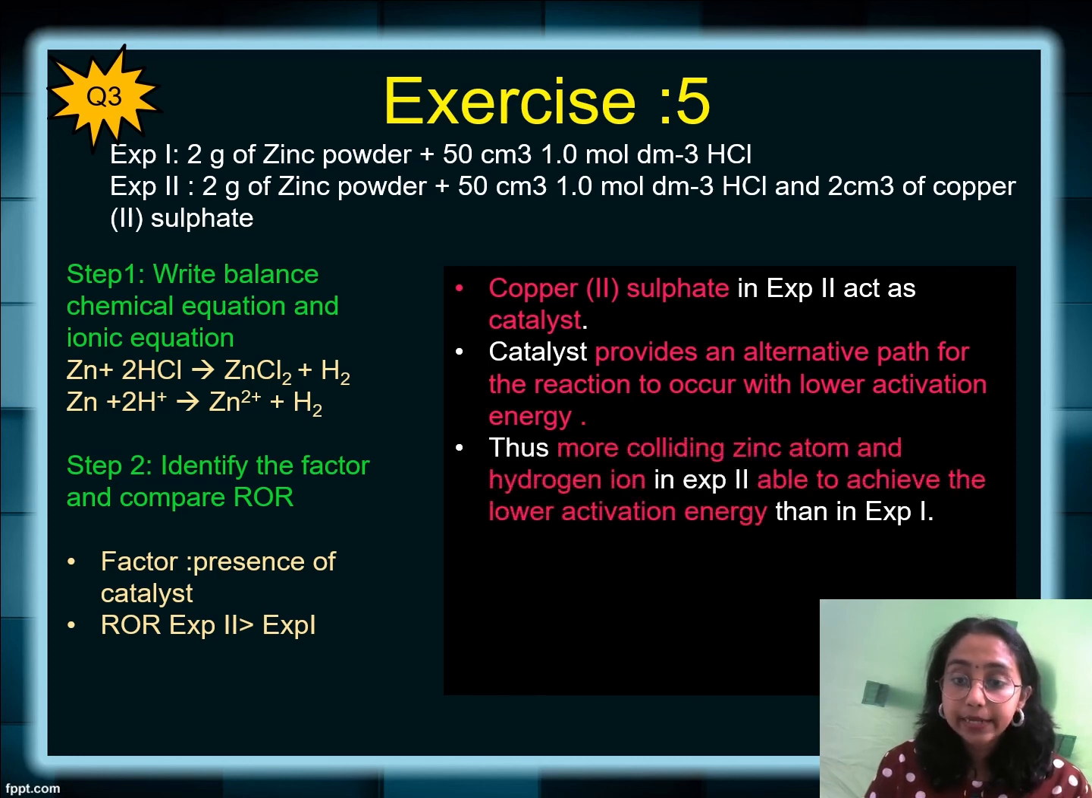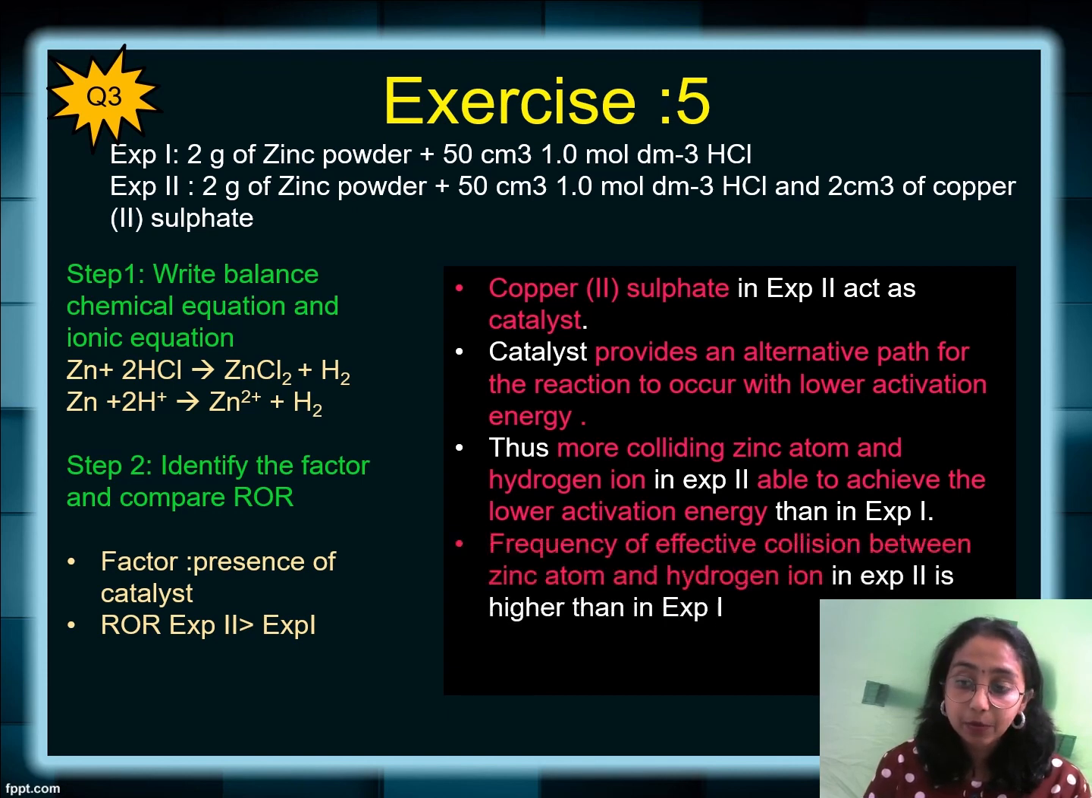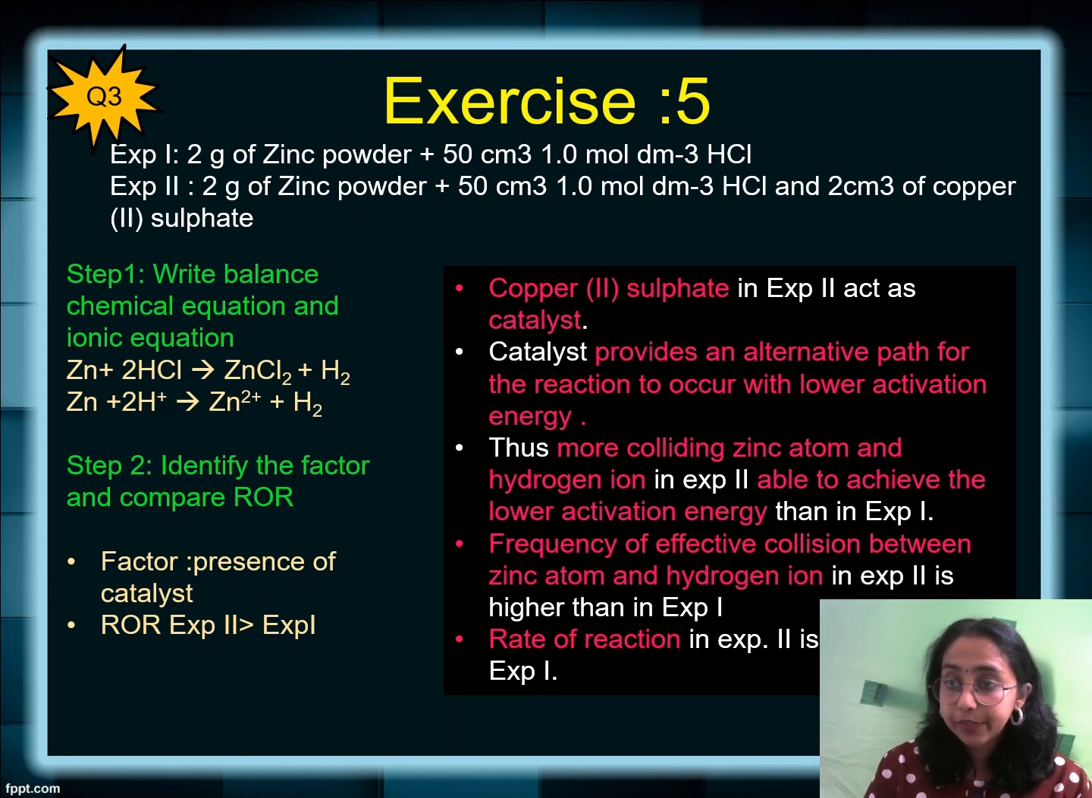Thus, more colliding, who are the colliding particles? More colliding zinc atoms and hydrogen ions in experiment 2 are able to achieve the lower activation energy than in experiment 1. So for catalyst, we straight away talk about frequency of effective collision because it has already achieved the lower activation energy. No longer do we talk about frequency of collision. We straight away talk about frequency of effective collision between the zinc atom and hydrogen ion. Then finally, we draw the conclusion that rate of reaction in experiment 2 is higher than experiment 1.